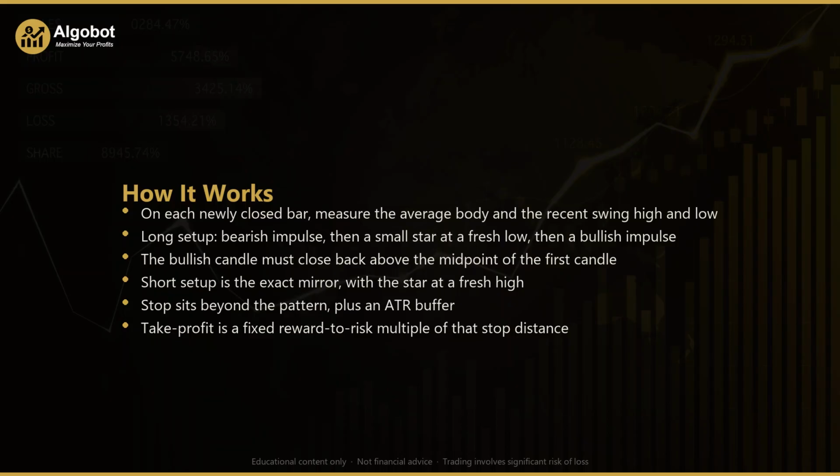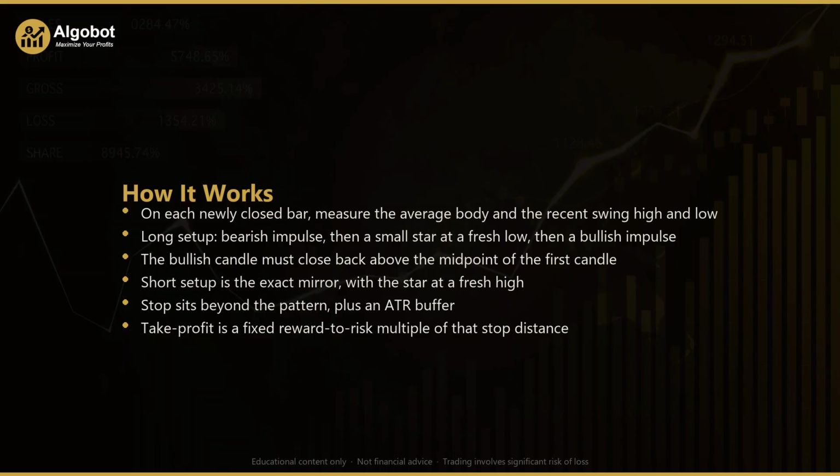The short setup, the evening star, is the exact mirror. A strong bullish impulse, then a small indecision star that pokes to a fresh high at the prior resistance, then a strong bearish candle that closes back below the midpoint of the first candle, confirming sellers have taken over.